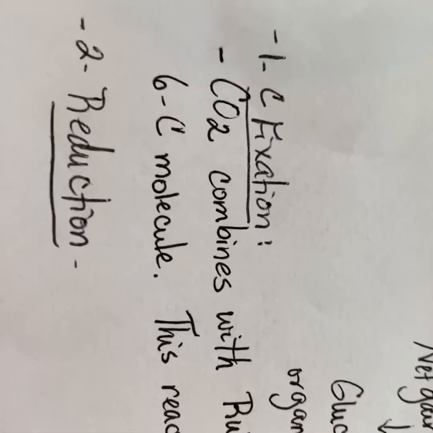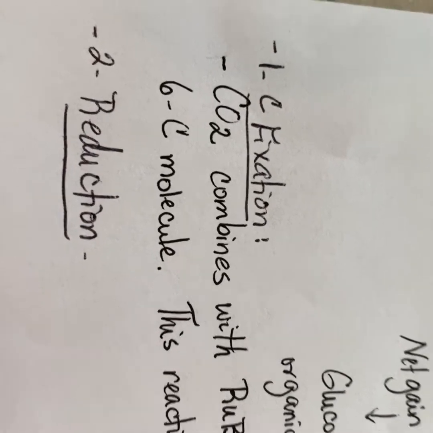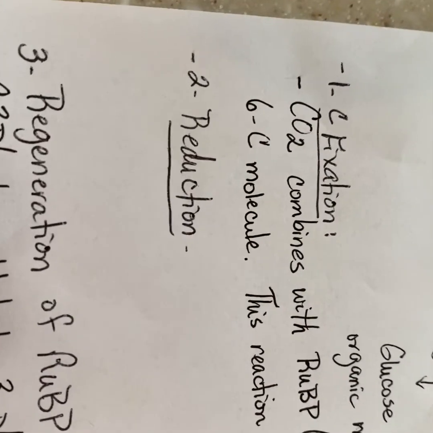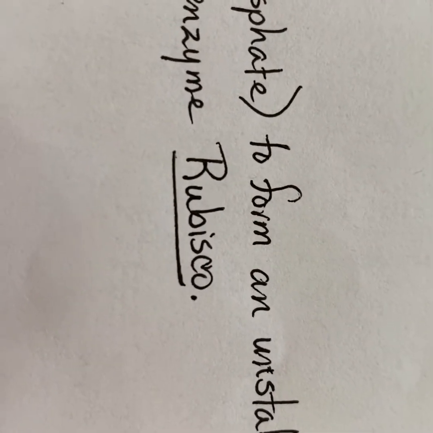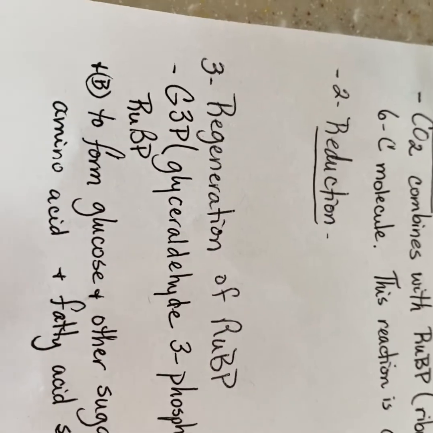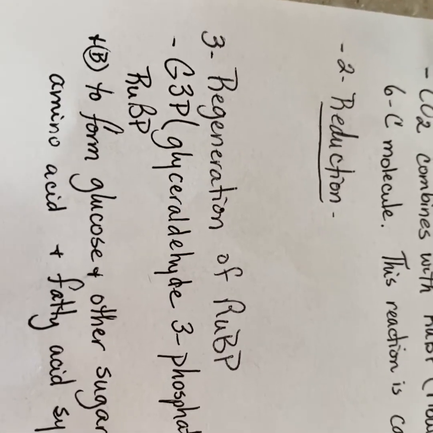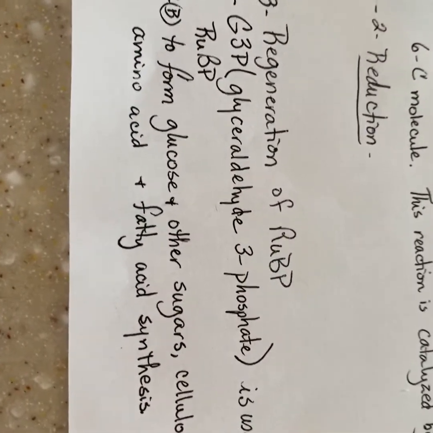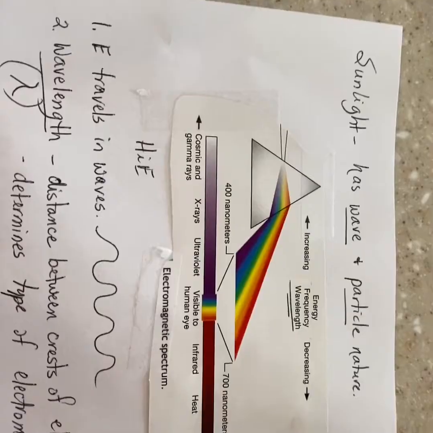So the first part of it is called carbon fixation. Carbon dioxide combines with RuBP to form a 6-carbon molecule, which splits into your 3-phosphoglycerate, and this reaction is catalyzed by the enzyme Rubisco. Rubisco is going to be important to us in a little bit. Then we do carbon reduction, and then finally we regenerate RuBP and form whatever other molecules we're able to: our sugars, our cellulose, our starches, and we also do what amino acid and fatty acid synthesis is possible.